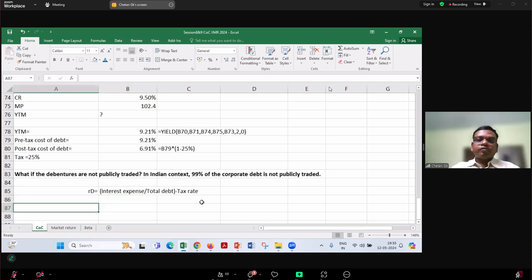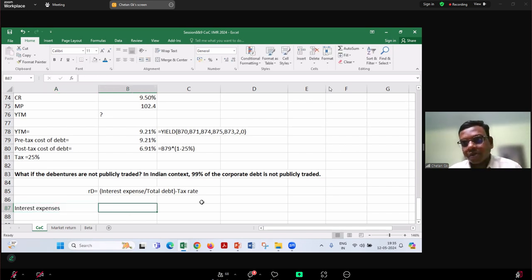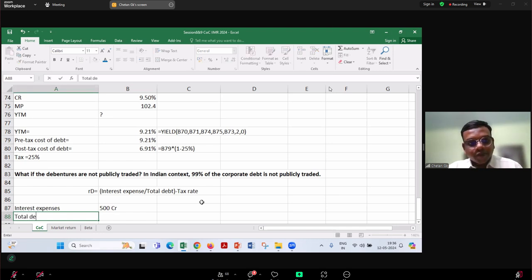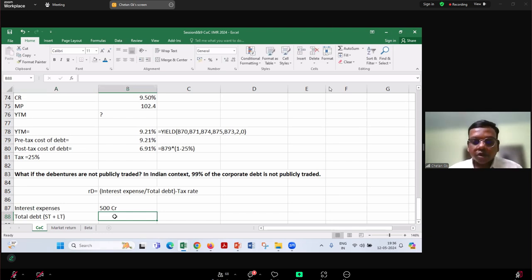So now you tell me, for Prashant Limited, let us assume that interest expenses are available in the income statement as a debit item. Okay, so 500 crores is the interest expense, and the total debt means what? What do you mean by total debt? Short term plus long term, both, is actually called total debt. ST means short term, LT means long term. Both, assuming that it is 6,000 crores.